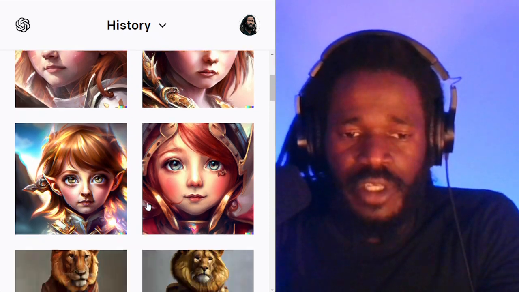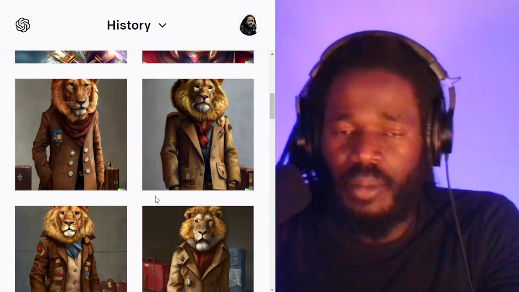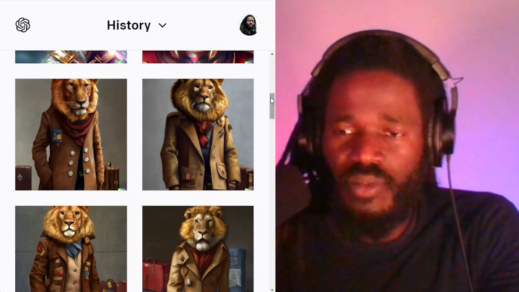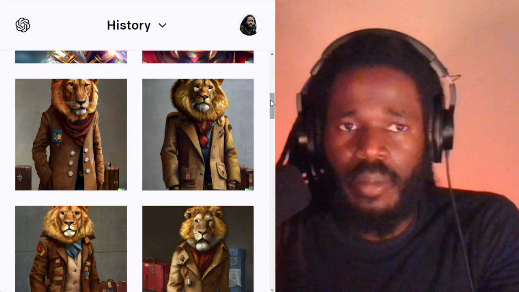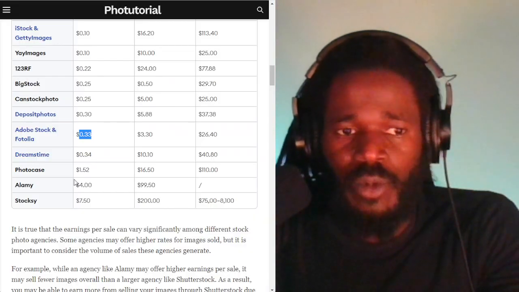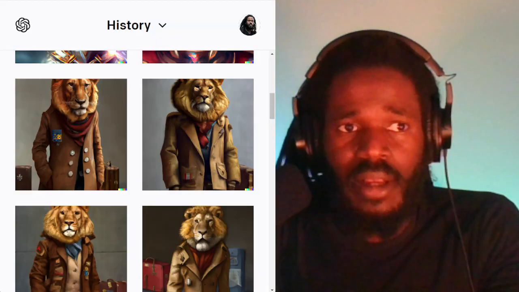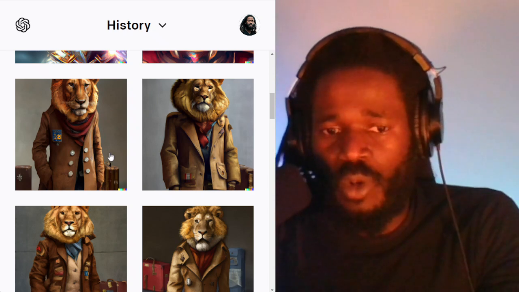So what you would have to do is the research to determine the types of images that are being searched, the types of images that are being purchased on these different platforms. And then what you'll want to do is create those images in Dall-E and upload them.